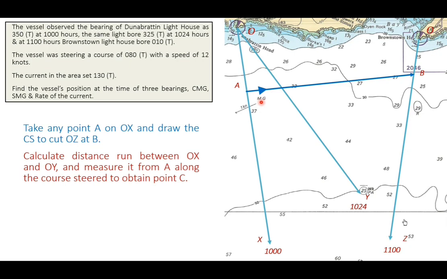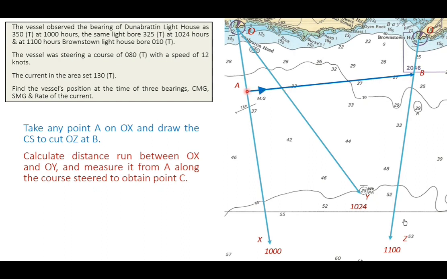I have to now calculate my engine distance in the time interval between the first bearing, that is 1000 hours, and the second bearing, that is 1024 hours. My engine speed is given to me as 12 knots. I have to find out how much engine distance I will cover between 1000 and 1024. So I find out my engine distance for 24 minutes, and once I have this engine distance, I will mark it on this line AB.